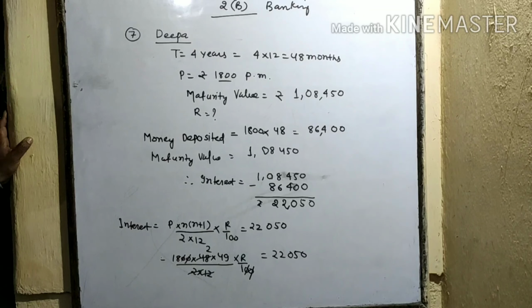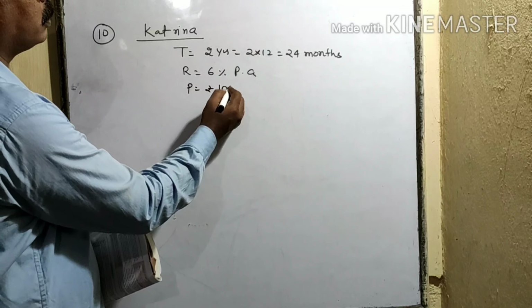Now question number 10 is talking about a Katrina. It is given she has opened a recurring deposit account in a Nationalized Bank for a period of 2 years. So time is given 2 years. That is equal to 2 into 12, that is equal to 24 months. And rate of interest is given 6% per annum. And monthly installment is given rupees 1000.